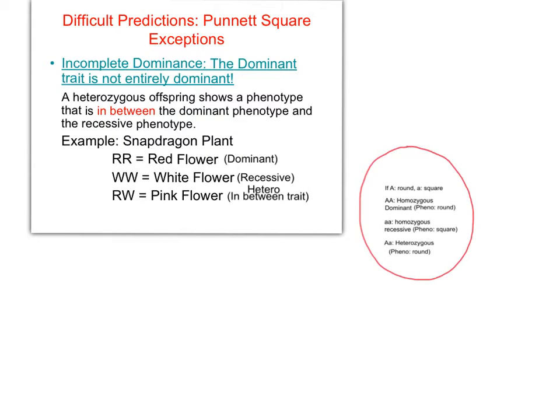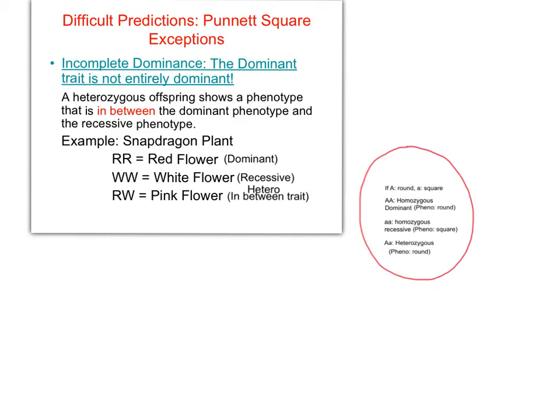The first scenario is called incomplete dominance. It means that the dominant trait is not completely dominant. So what does that mean? If you have a heterozygous genotype, the phenotype is going to be a trait that is in between the dominant and the recessive. So I always like to tell my students, incomplete is in between. Incomplete is in between. The best way to show you is through an example.